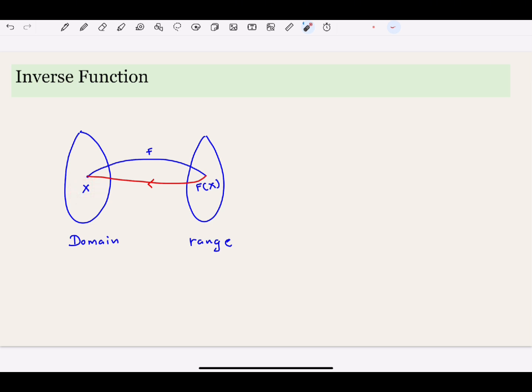On the other hand, what f does is, it takes input x and gives the output f of x. So let's name this function g. This function g is very special, and we call this g the inverse of f, because what g does is, g actually undoes what f did. g is the inverse of f.